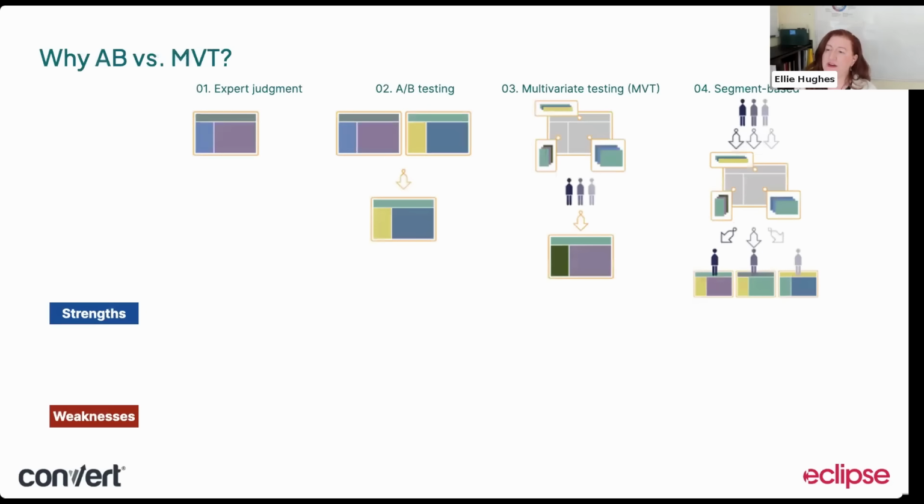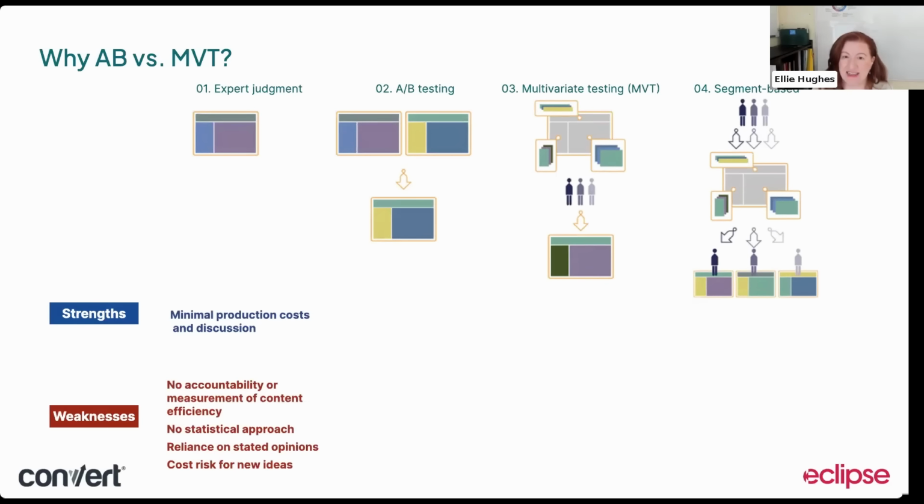Thinking about how these different methods compare. So expert judgment is just launch it. So it's really easy, it's really simple. You can just get stuff on site, but there's no accountability. You don't know what's happening. There's no statistical approach. You can only do that kind of pre and post analysis. And then you're probably going to end up in an argument with someone because they'll say that it didn't improve anything and you'll have no data to support your ideas.